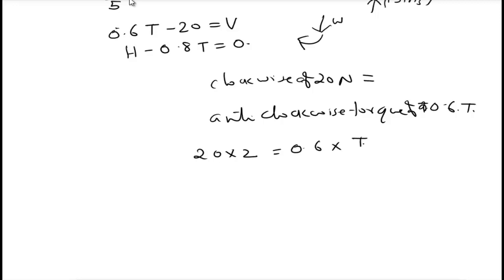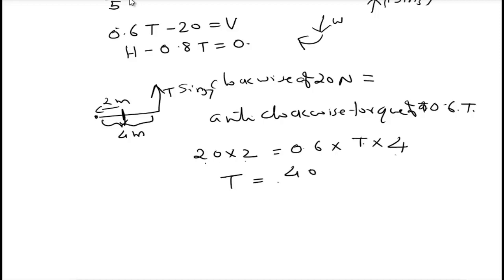What is the distance from the hinge? It is 4 meters. The T sine 37 component acts at 4 meters from the hinge, while the weight is at 2 meters. Therefore it is 20 into 2 equals 0.6 into 4 into T. Now we can find T as 40 divided by 4 into 0.6, so T is 100 by 6 Newton. This will be the tension.